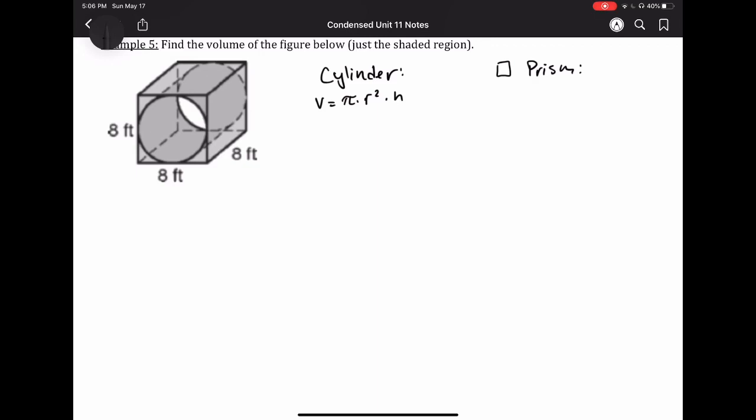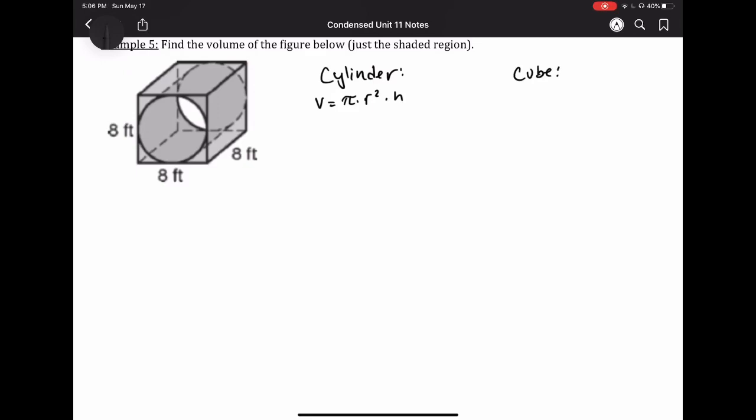Then, in order to find the radius, you have to recognize that it does give you the diameter, but it's not super clear. The diameter of the cylinder or of the circle is the same as one edge of the, well, what's actually a cube. That rectangular prism is actually a cube. In fact, let's just go ahead and write that it's a cube because that's what it is.